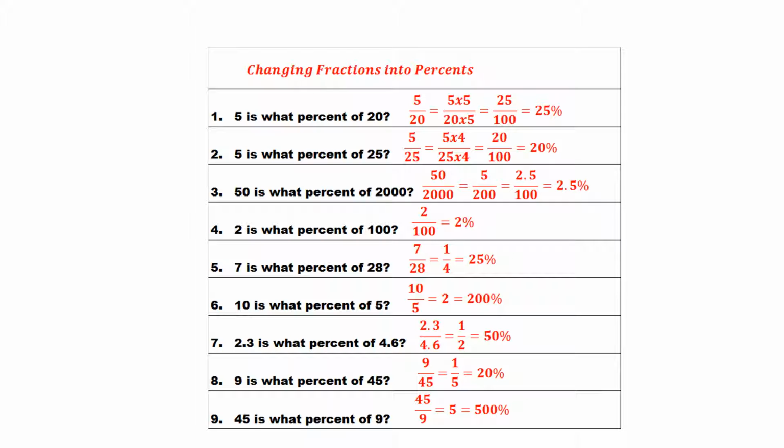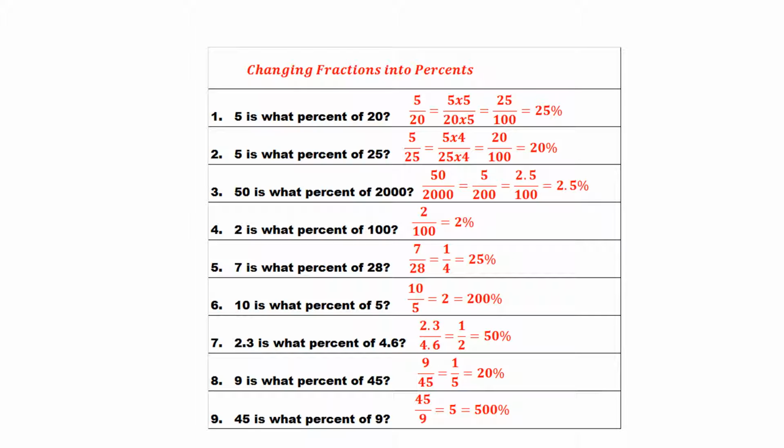And 10 is what percent of 5? The 10 is bigger than the 5. So it's 10 over 5 is 2. And we go back to our definition of percent. Percent is parts out of 100. You got 100 parts out of 100. That's 100%. But 100 over 100 is 1. So 1 is 100%. 2 is 200%. 3 is 300%, and so forth. Okay, now we got 2.3 over 4.6.